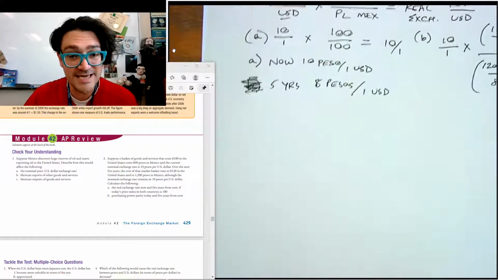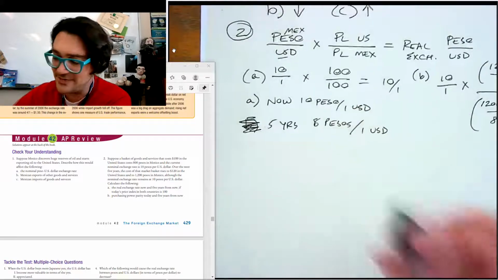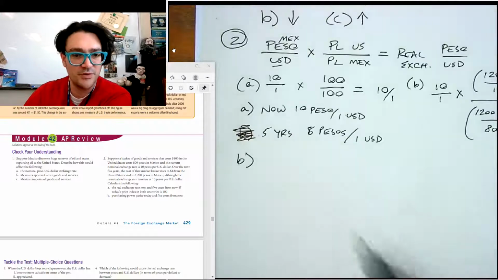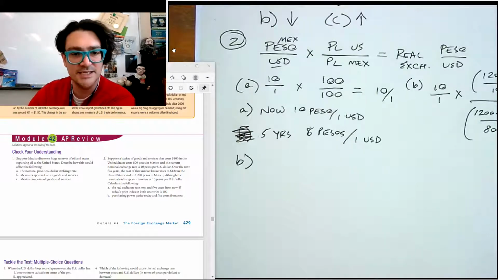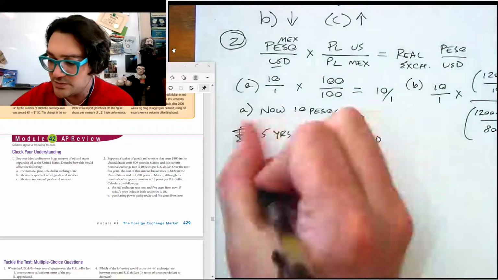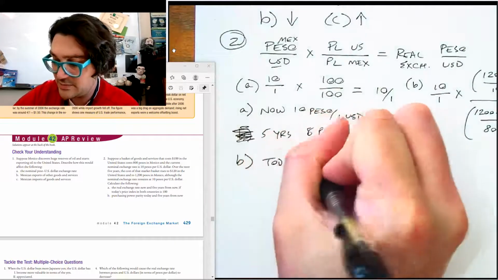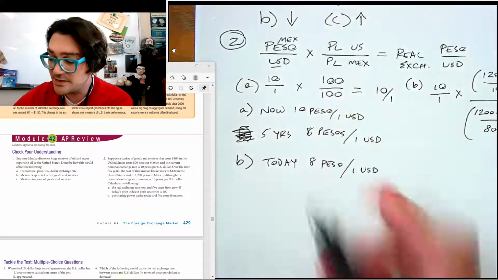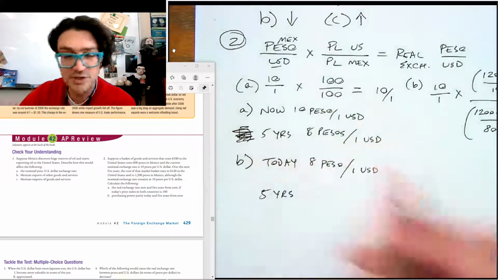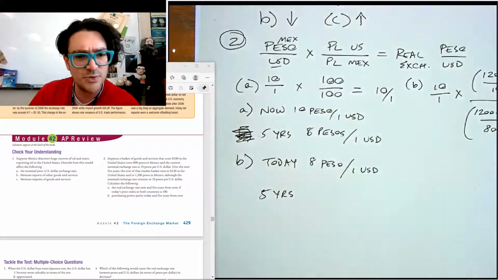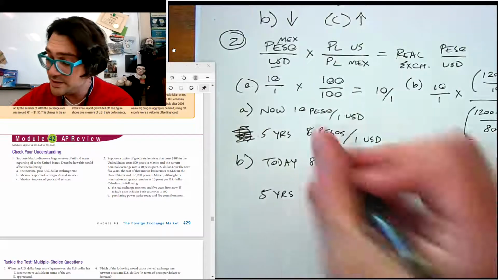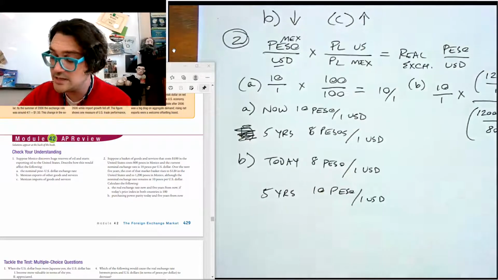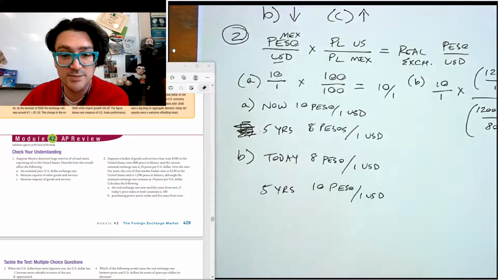Then it says part B, what's the purchasing power parity today and 5 years from now? So today, you just compare the market basket in the United States, which costs $100, and it's 800 pesos. So today it's 8 pesos per 1 US dollar. And then in 5 years, you're comparing the market basket in that sense. So it's 1200 to 120. So then that's 10 pesos to 1 US dollar. And again, that assumes that the nominal rate stayed the same.